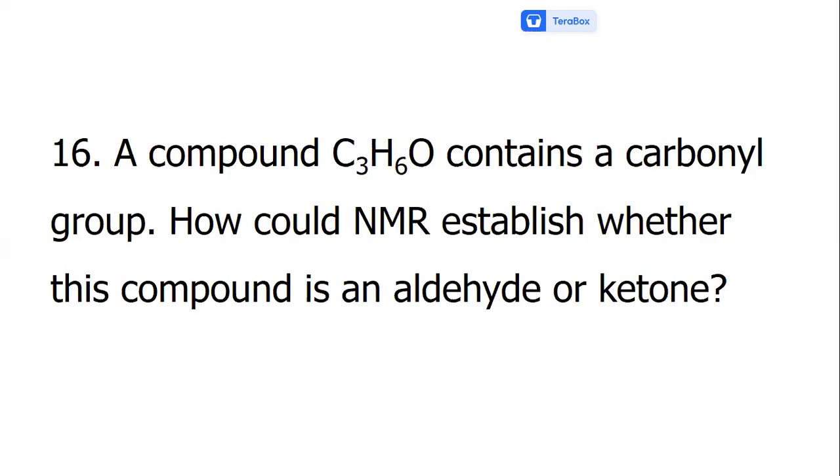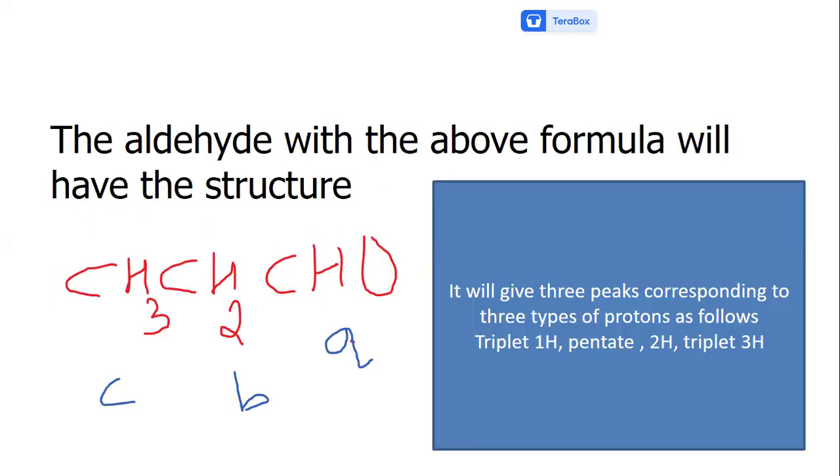Question number 16. A compound C3H6O contains a carbonyl group. How could you establish by NMR whether this compound is an aldehyde or ketone? The aldehyde with the above formula will have the structure CH3CH2CHO.